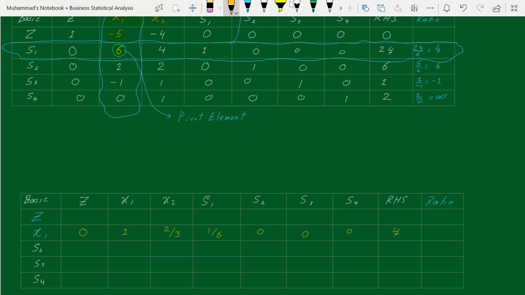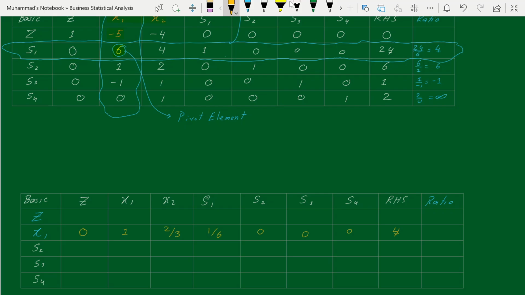Now we have this new row, which I call the new x1 row. And then we have the other rows as well: the s2 row, the s3 row, and the s4 row. So what is the next step? The next step is to make all other elements in the pivot column equal to 0. For example, we have -5, so in the new iteration we should make it equal to 0. Here we have 1, so we need to make it equal to 0. Here we have -1, so we need to make it equal to 0.